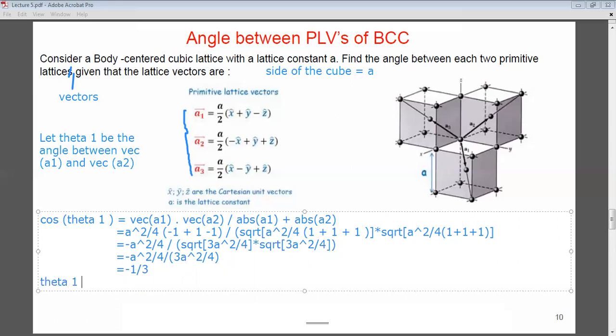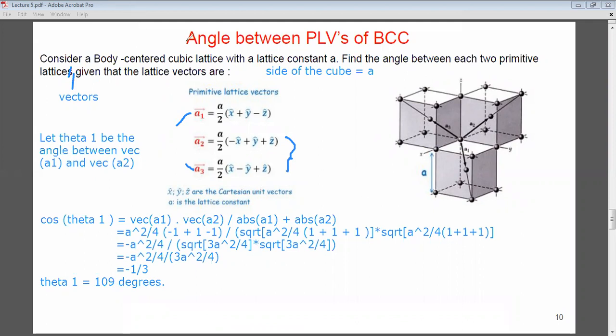That's theta. So theta 1 is equal to 109 degrees. If we take now theta 2 to be the angle between A2 and A3, for example, I will get the same value. And if I take theta 3 to be the angle between A1 and A3, I will get the same value. So you should do the math yourself, and you should verify yourself that I will get the same answer.